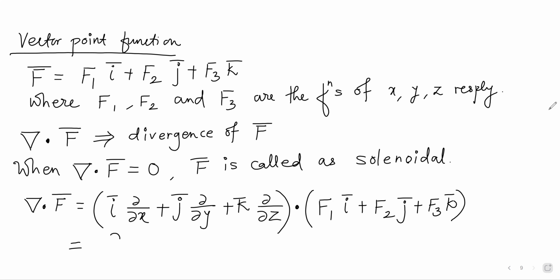So what do I get? ∂f1/∂x. Second is what? ∂f2/∂y. And thirdly, we get ∂f3/∂z. So you can see that it gets operated on f1. I'll take the derivative of f1 partially with respect to x. Similarly with respect to y, with respect to z. So this is our divergence of f bar.